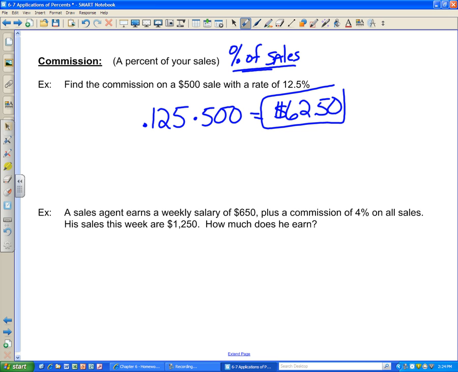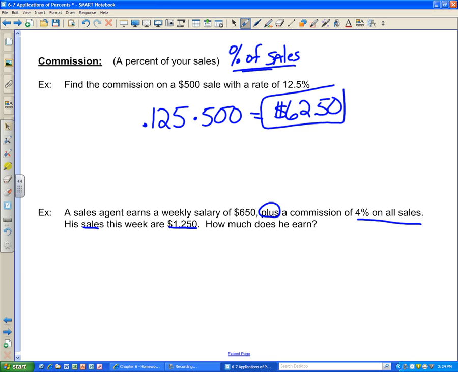So some jobs that earn commission are like people that sell insurance. The more insurance policies they sell, the more commission they make. So if we look at our next example, a sales agent earns a weekly salary of $650 plus a commission of 4% on all sales. His sales this week are $1,250. How much does he earn?